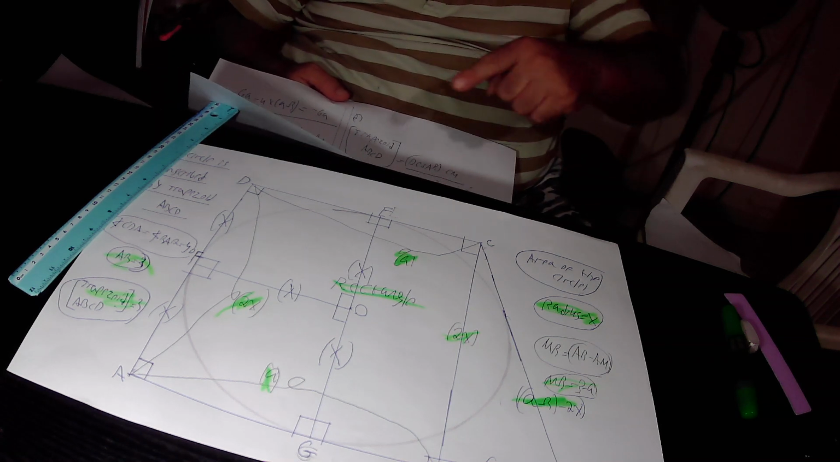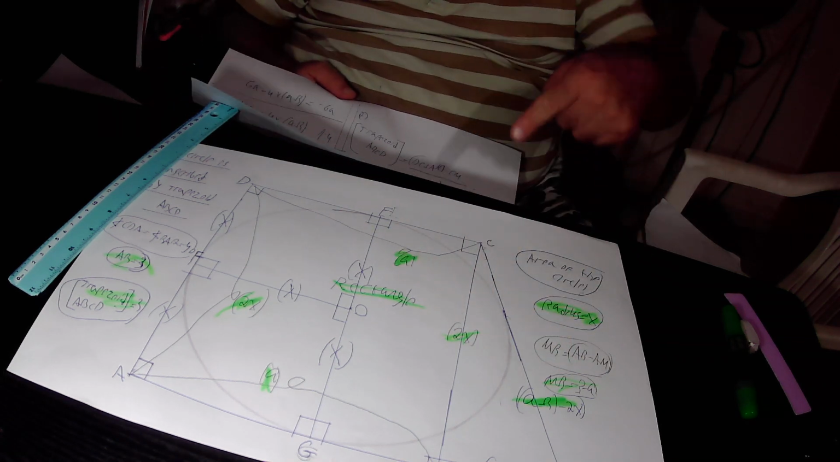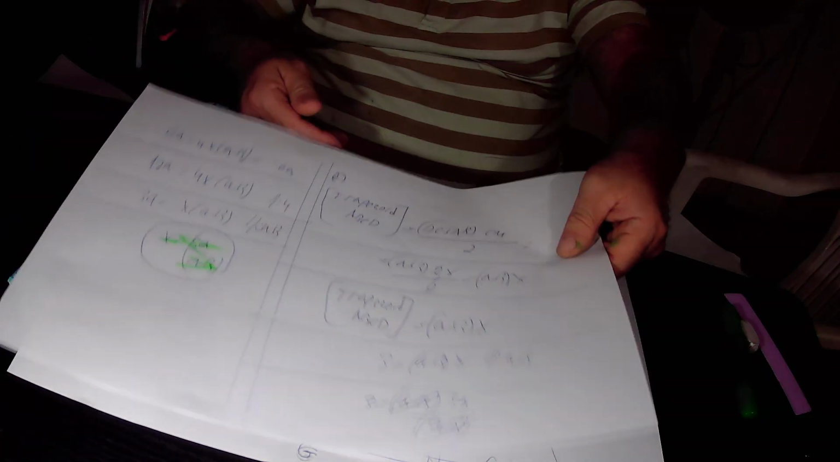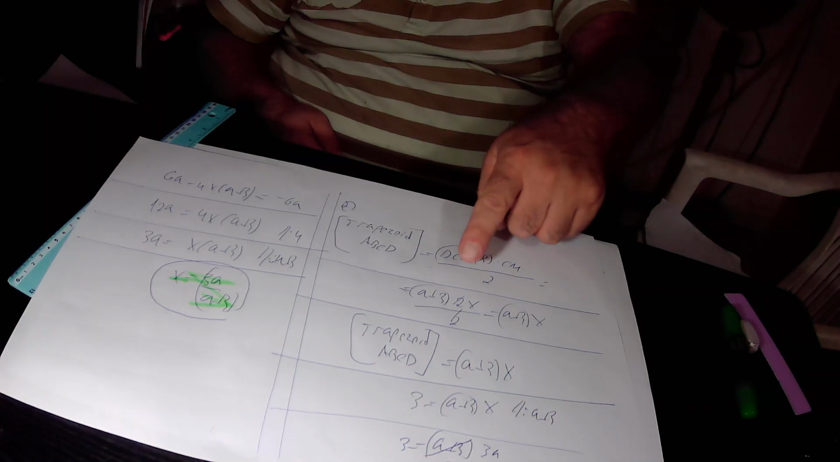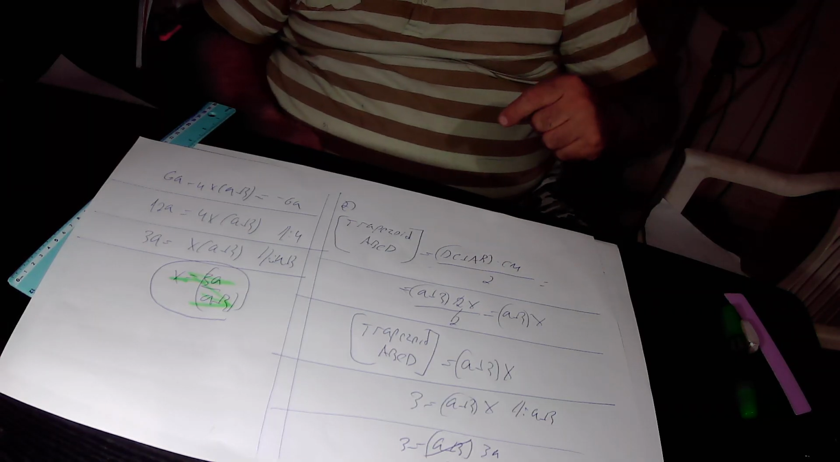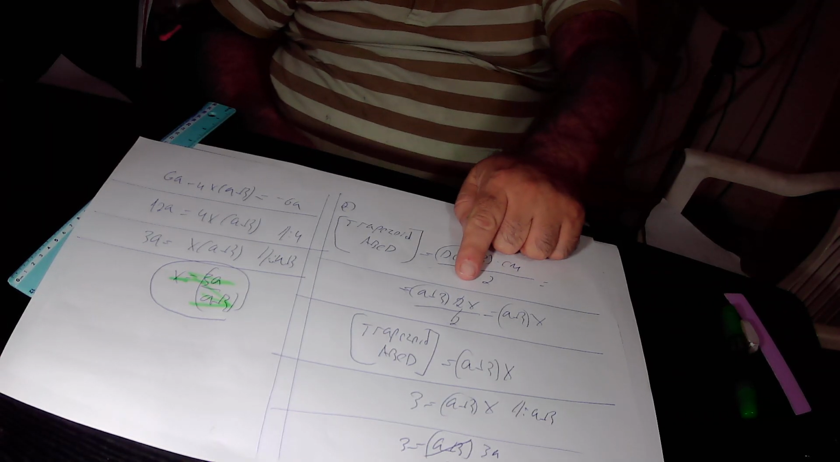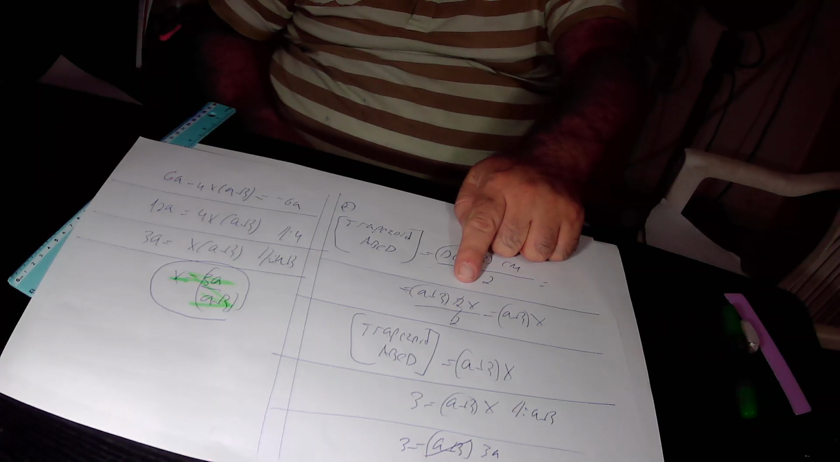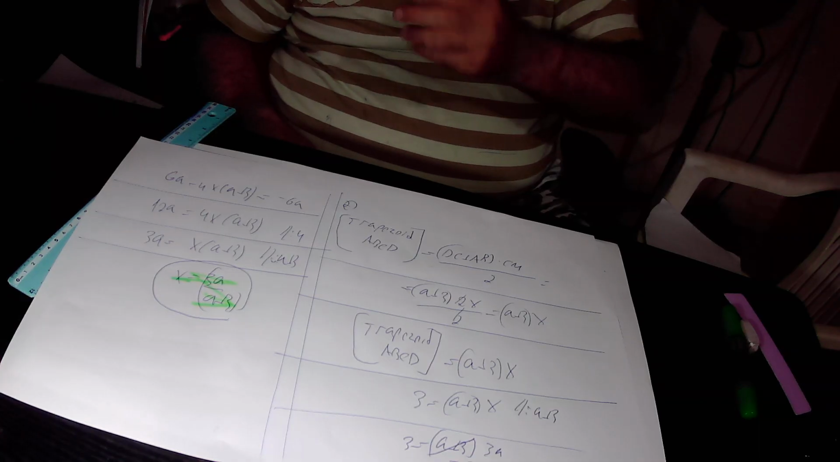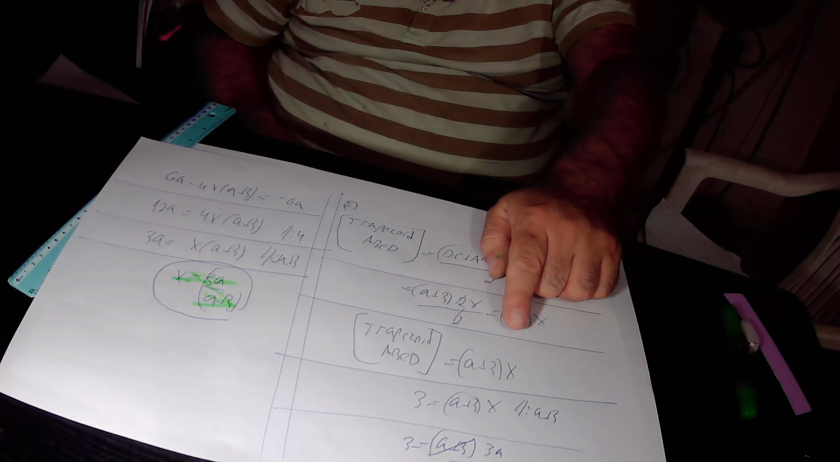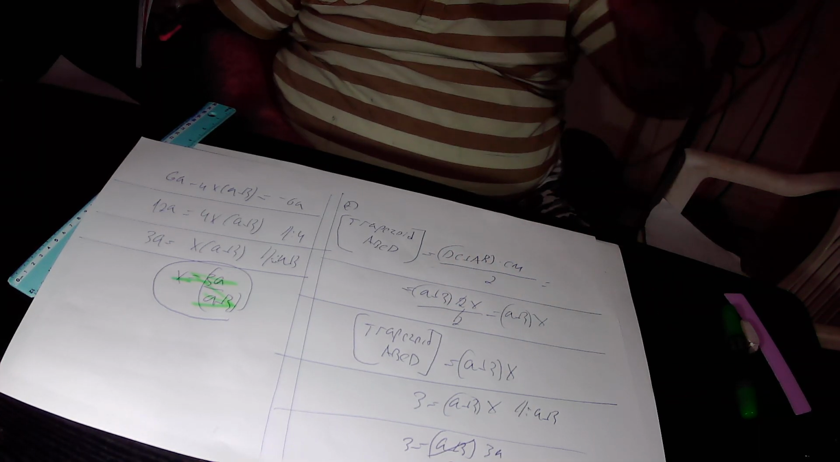DC is a, plus AB is 3, and CM is 2x, all divided by 2. We have 2 in the numerator and 2 in the denominator, so the 2 gets cancelled, and we have only a plus 3 times x. So in total we found that the area of trapezoid ABCD equals a plus 3 times x square units in its size.